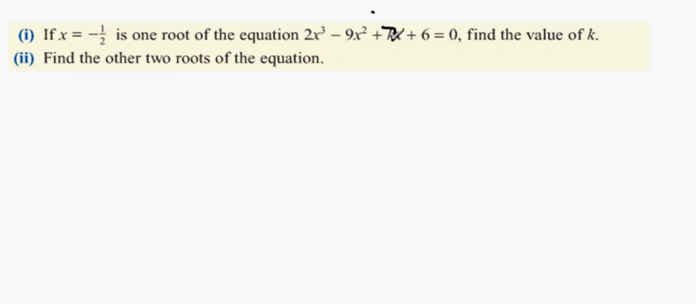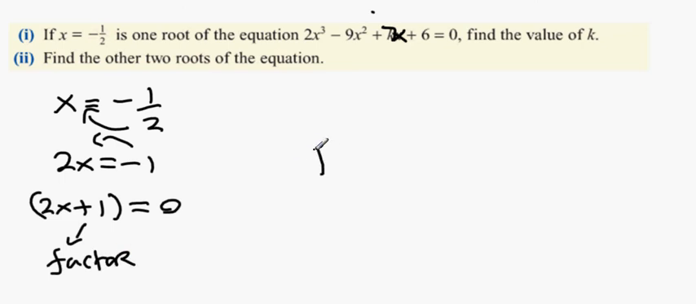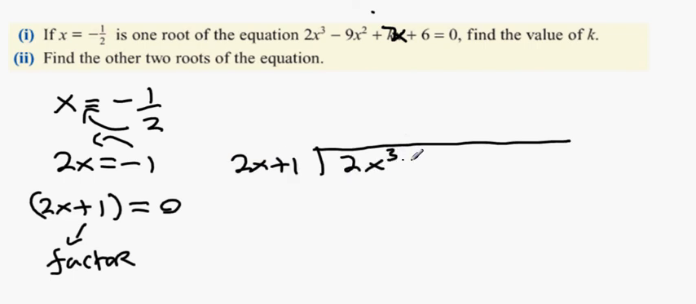So what we're going to do is k equals 7. So that's 7x plus 6. So remember, if x equals minus a half is a root, bring the 2 back up where it came from. 2x equals minus 1. Bring the minus 1 to the other side, we get 2x plus 1. 2x plus 1 equals 0. Therefore, this is a factor. And this is what we're going to divide into it. Okay, so what we're going to get is 2x plus 1, and we're going to divide that into 2x cubed minus 9x squared plus 7x plus 6.